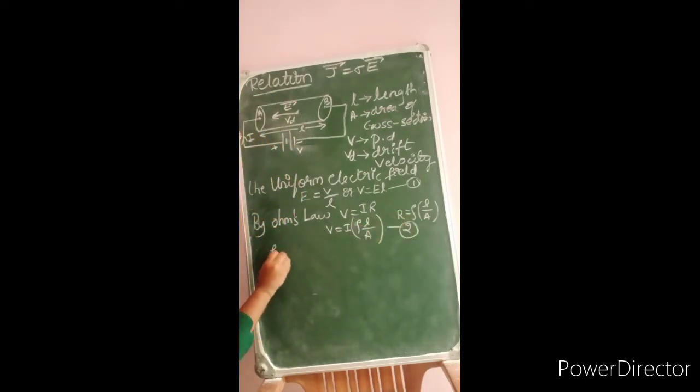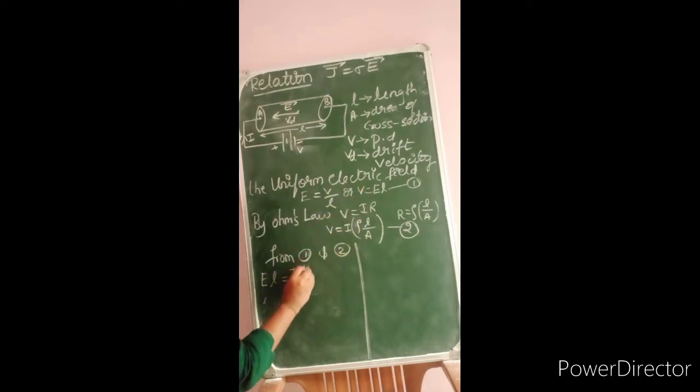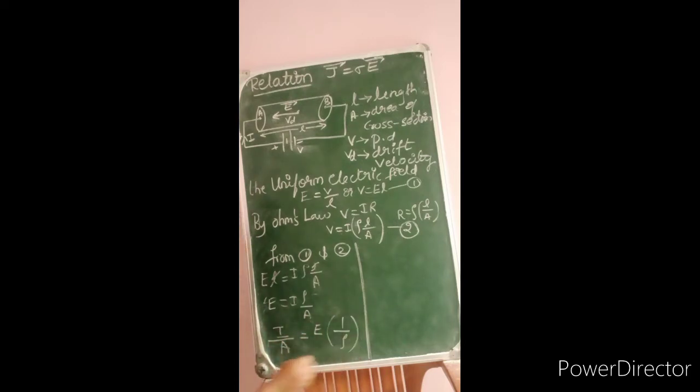From equations 1 and 2, we can write EL is equal to I into rho L divided by A. Here L and L get cancelled. Remaining is E is equal to I into rho divided by A, or we can write this as I divided by A is equal to E into 1 divided by rho.